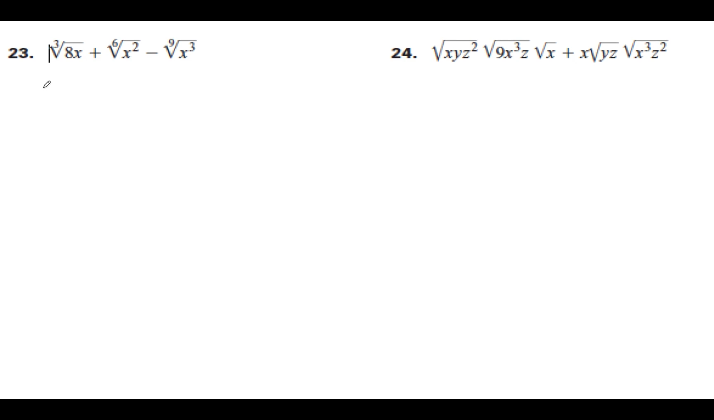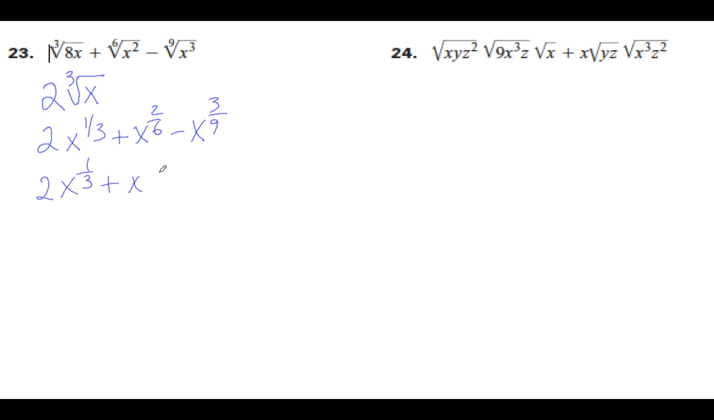Problem 23. I'm going to take the cube root of 8, which is 2, cube root of x, which I can't do, so I'm just going to leave it like that. However, I'm going to write it like this now, because this one here I'm going to make 2/6. This one here I'm going to make 3/9. Then we're going to reduce all the fractions. X to the 1/3 minus x to the 1/3 cancel out. Final answer, 2x to the 1/3 power.